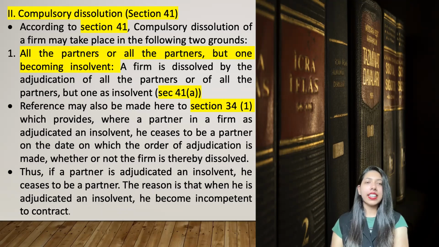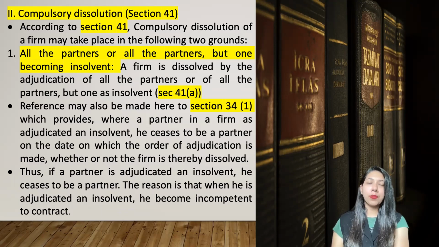partnership firm. And we can also make a reference to section 34 subclause 1, which provides that a partner in a firm adjudicated as insolvent ceases, that means he stops, to be a partner on the date on which the order of adjudication is made, whether or not the firm is thereby dissolved. So the meaning is that whenever there is an adjudication by court, an order passed by court that this particular person is insolvent, from that point onwards, the particular partner ceases to be the partner. So thus, if a partner is adjudicated as an insolvent, he ceases to be a partner.